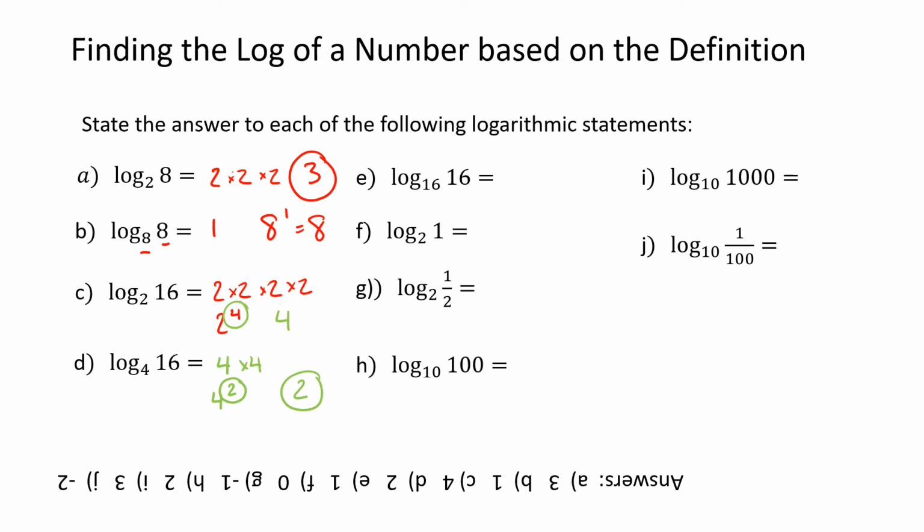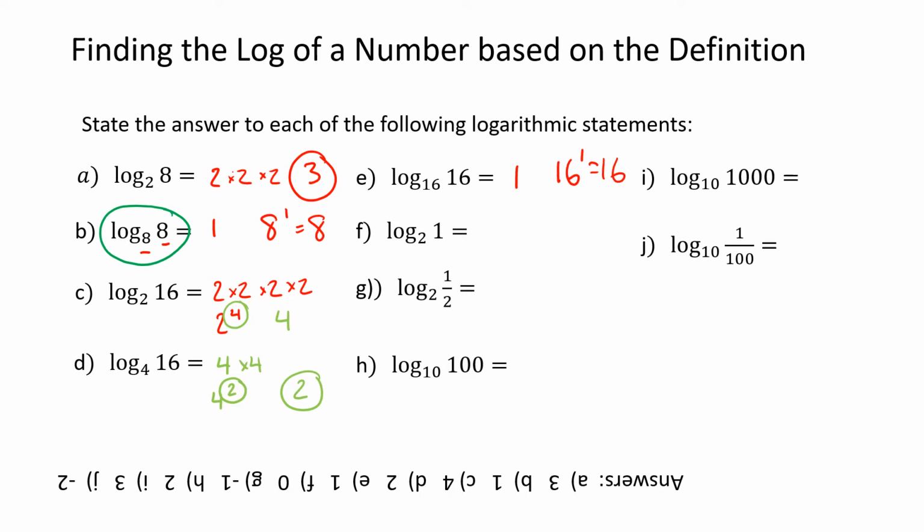For example E, you have the log of the base of 16 and the number is 16. Remember, that's the same as this example here, right? You don't have to multiply it by itself, okay? So the answer is simply 1 because 16 to the exponent 1 is 16.